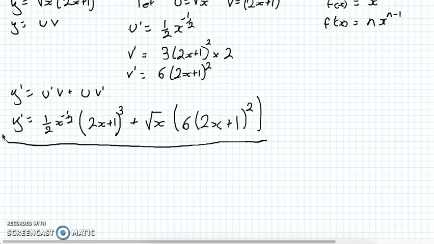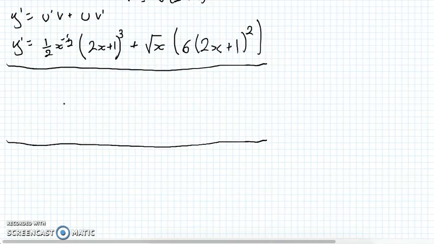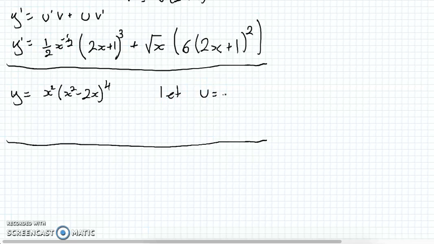Let's have a brief look, and we'll use substitution, at another example. So let's go. Don't know why that line's appearing there. It will disappear in a moment. y is equal to (x squared minus 2x) to the power of 4. So we're going to let u equal x squared and v equal (x squared minus 2x) to the power of 4. So all we've done is gone, okay, let's break this function up into two parts, having u and v.